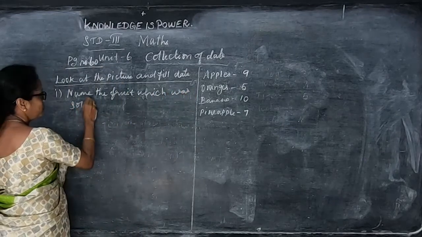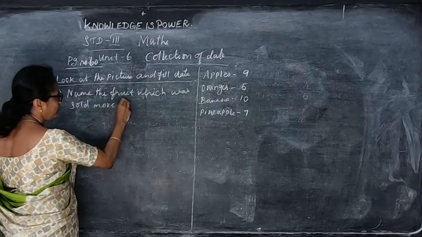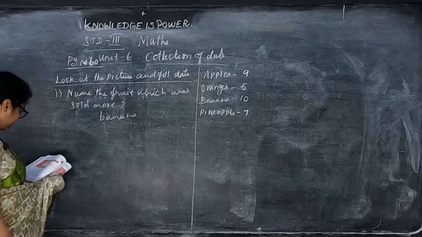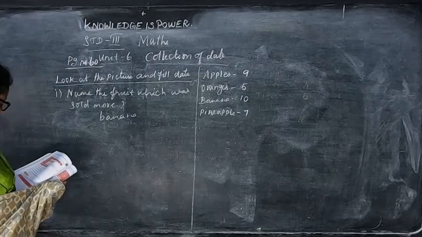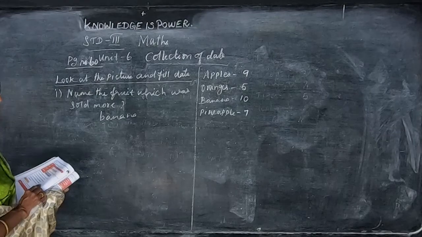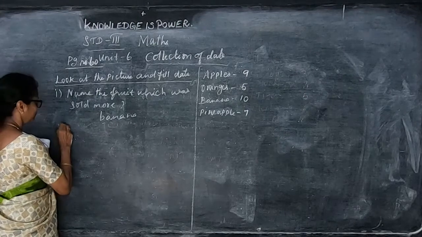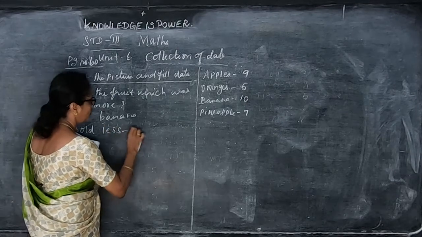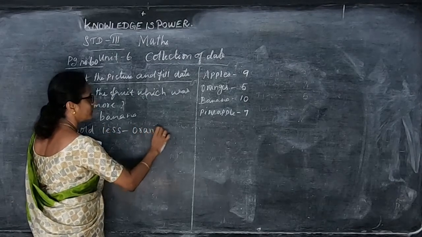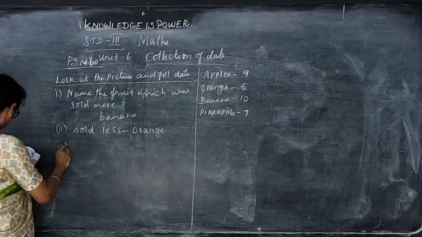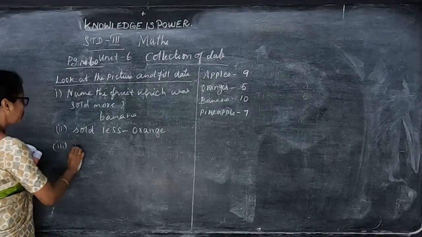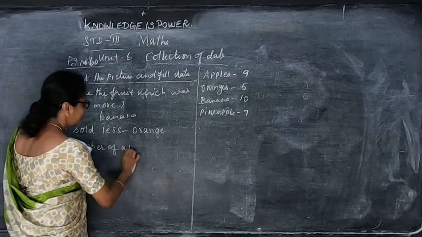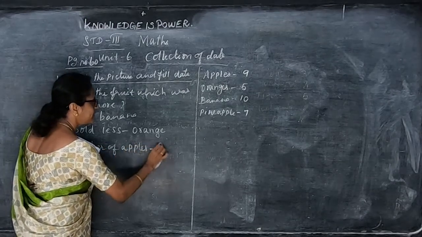So which one is sold more? Which one is more? Banana. So you can write banana for the first one. Name the fruit which sold less, that is orange. And third one, find the number of apples. Number of apples, that is 9.